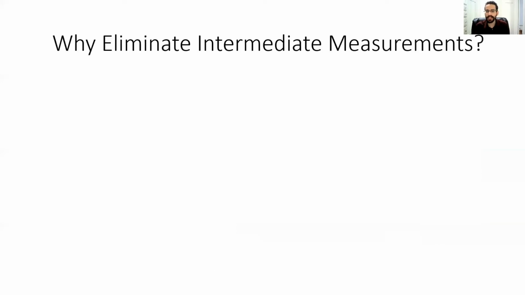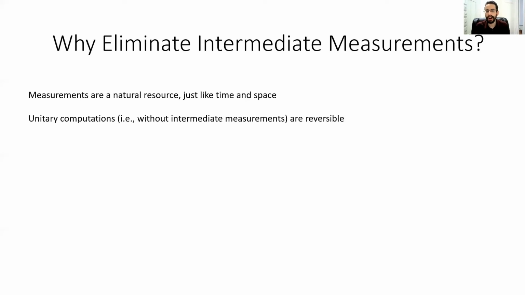Next, let's discuss why we actually care about eliminating intermediate measurements. First of all, quantum measurements are a natural resource, just like time and space are, and so it's desirable to minimize our use of this resource. Secondly, unitary computations are reversible, and reversible computation is desirable for a whole host of reasons.